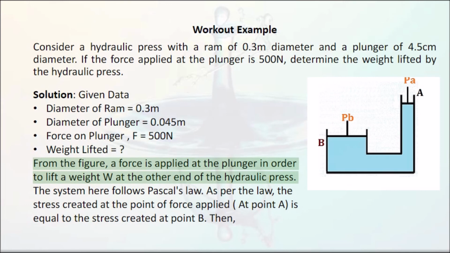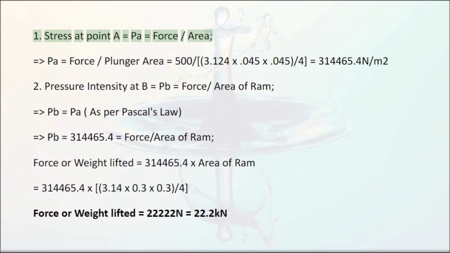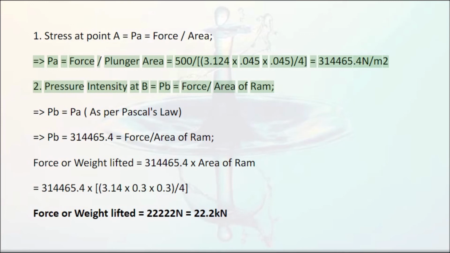From the figure, a force is applied at the plunger in order to lift a weight W at the other end of the hydraulic press. The system here follows Pascal's law. As per the law, the stress created at the point of force applied, point A, is equal to the stress created at point B. Then stress at point A, Pa, equals force over area, equals 500 / (3.14 x 0.045 x 0.045 / 4), equals 314465.4 N/m².